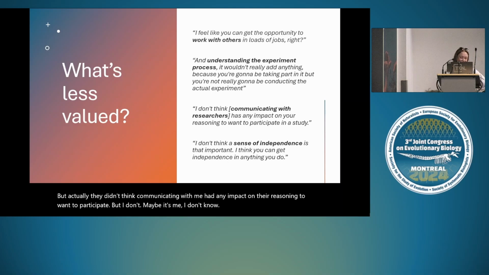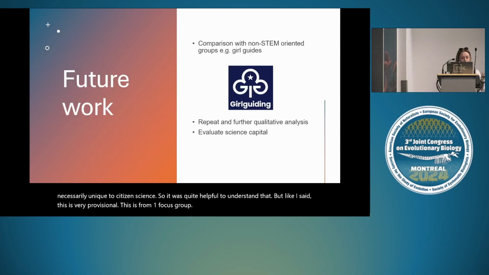And they didn't think that a sense of independence was that important. They think you can get independence in anything you do. So I think a lot of the more general sorts of skills you would get, they felt they could get from lots of experiences that weren't necessarily unique to citizen science. So it was quite helpful to understand that. But like I said, this is very provisional. This is from one focus group. So what I plan to do next is, obviously I plan to repeat this.